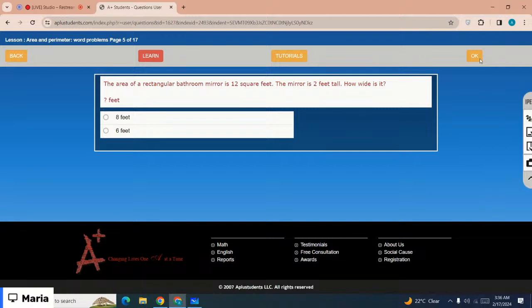The area of a rectangular bathroom mirror is 12 square feet. The mirror is 2 feet tall. How wide is it? So, which is the option? You have to calculate the width of the mirror. You're given the area. Area is always length times width, right? So, 2 times what number is 12? 2 times 6 is 12, right? That means the mirror is 6 feet wide. The correct option is 6.